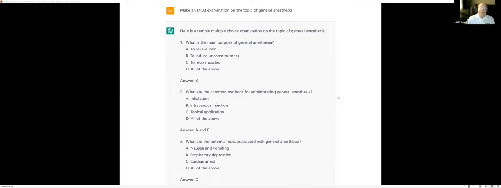What are the potential risks? All of these are technically correct. So this can be very useful if you want to generate the first draft of an exam, multiple choice exam, and then you'll have to tune it up.